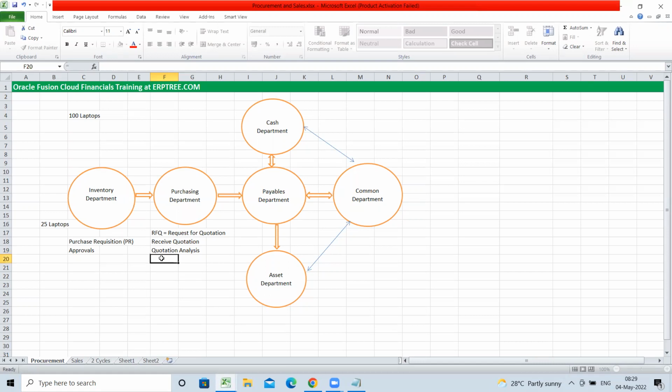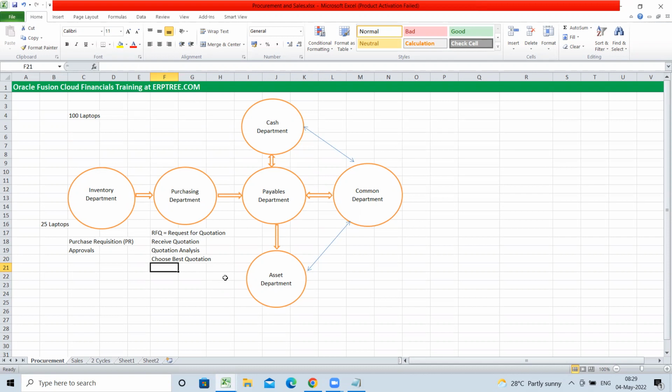After doing the quotation analysis, you can choose the best quotation. Out of the quotations we are receiving from multiple suppliers, after doing the quotation analysis, you can choose the best quotation. Okay, we have to choose the best quotation. After choosing the best quotation, we have to place the order to that supplier. Once we finalize the supplier by choosing the quotation, we have to place the order.